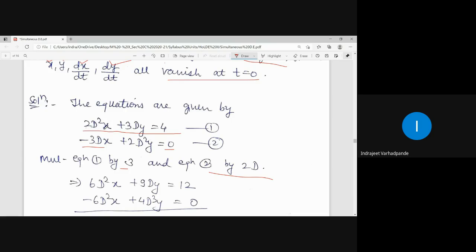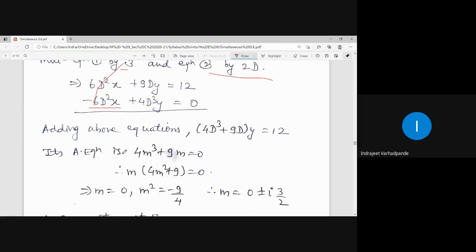So this becomes 6D square x, and this becomes minus 6D square x. Cancelling them will eliminate x. You will be left with only y. As the RHS is constant, we will be applying case number 1 of the particular integral. First I will find the value of y by the auxiliary equation and calculating the complementary function.